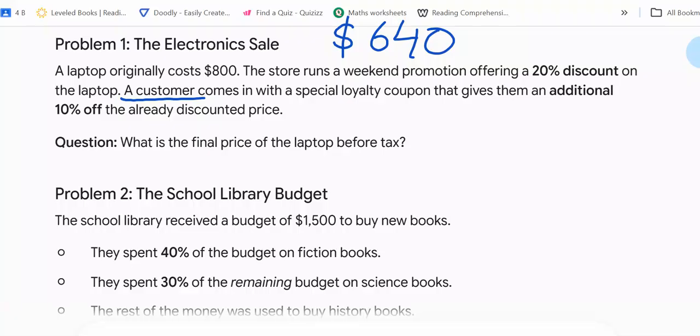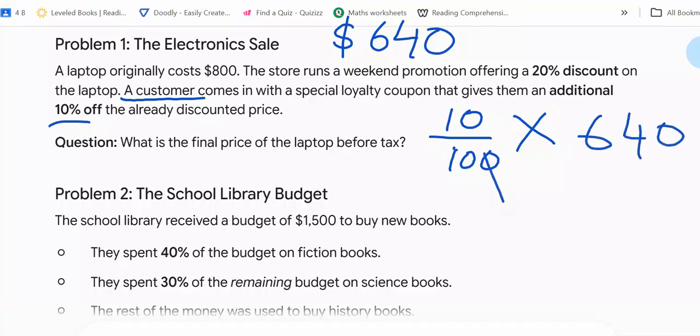Here is the additional information. A customer comes with a special loyalty coupon that gives them an additional 10% off. Now let's decrease this amount 10% further. 10 percentage sign will be changed into a fraction line over 100. 10% off will be changed into multiplication and 640. Okay, this 0 will cut this 0 and this 0 will cut this 0. So it is 64 only. Right? 10% discount is 64.